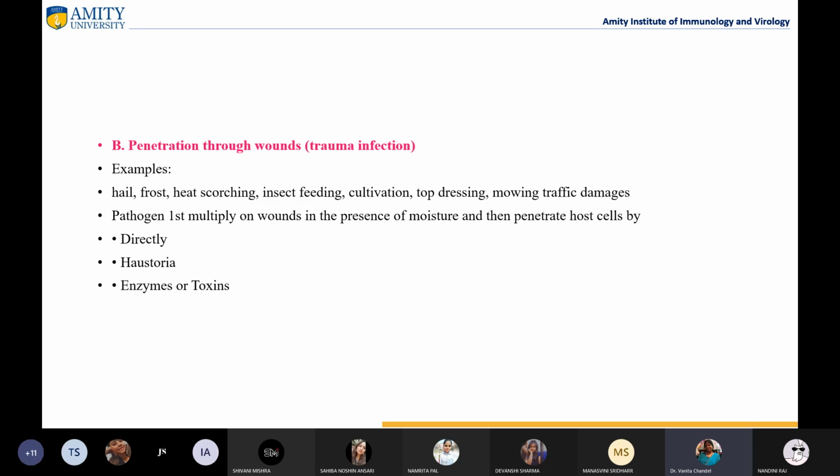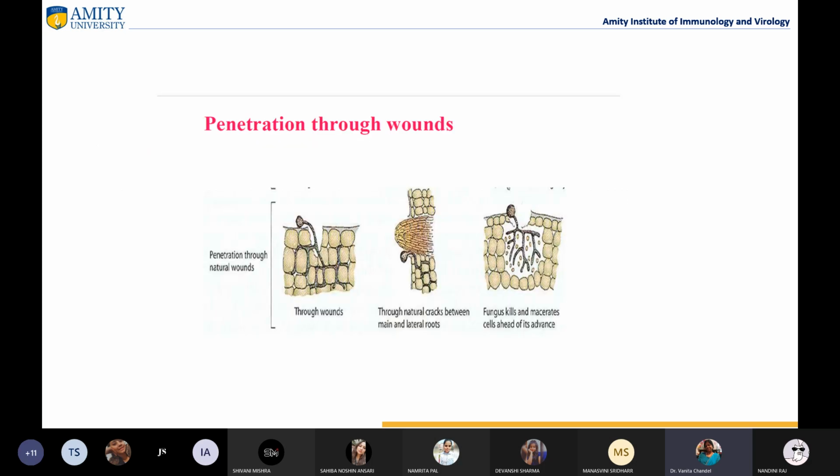The pathogen first multiplies on the wound in the presence of moisture, and then it penetrates the host cell, could be directly or could be through haustoria, or it could release certain enzymes or certain toxins also. So that way it can enter, right? So penetration through wounds also can occur in a plant, right? So wounds or natural cracks between the roots, or a fungus, they kill and macerate the cells ahead of its advance. So it keeps on moving through the wounds also, it can move inside, right?